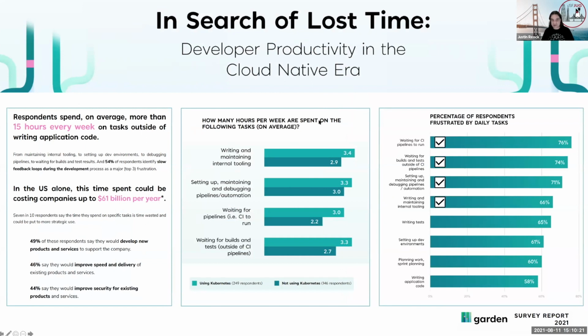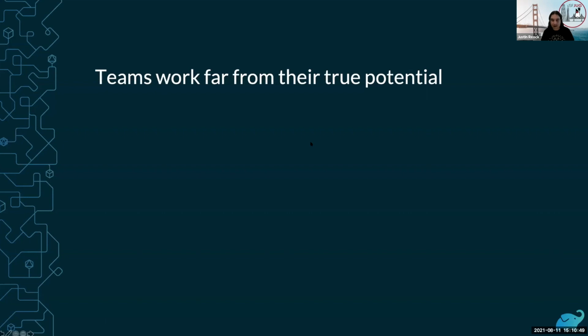And just drawing attention to the rightmost column here, we don't need to look at all of these results, but percentage of respondents frustrated by daily tasks, 76% responded that they're frustrated because they're waiting for CI pipelines to run. Waiting for builds and tests outside of CI pipelines is 74%, right? So overwhelmingly, a lot of frustration is caused by waiting for feedback from the build infrastructure itself. And as a result, teams right now are working far from their true potential.